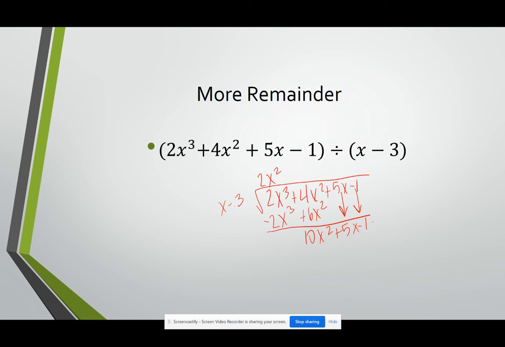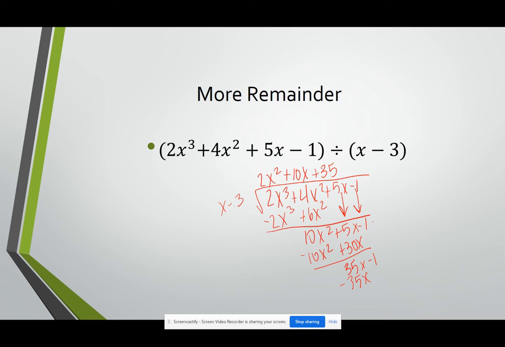For x to become 10x squared, it multiplies by 10x. So minus 10x squared plus 30x. 10x times negative 3. So we get 35x minus 1. So we're now multiplying by 35 to get 35x.